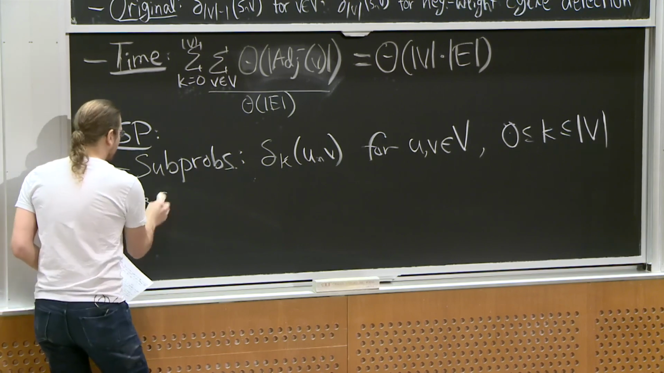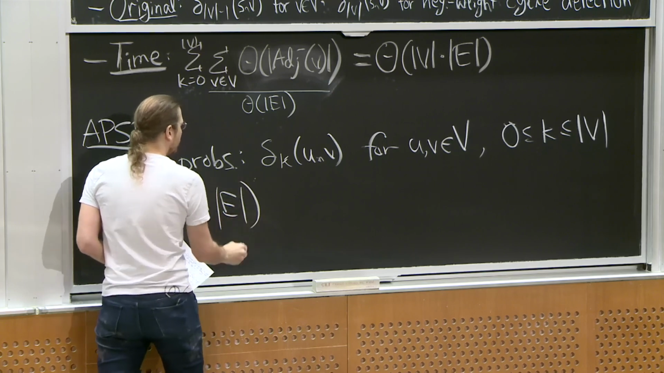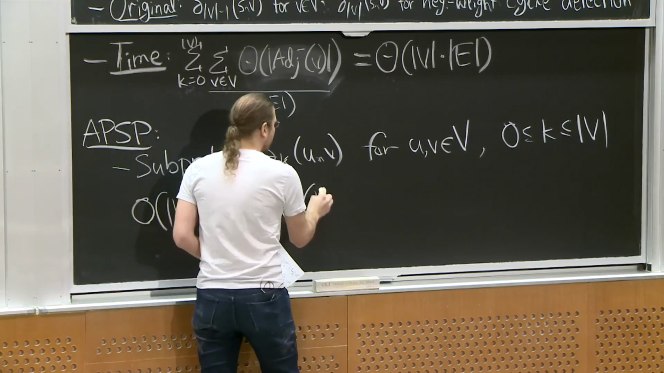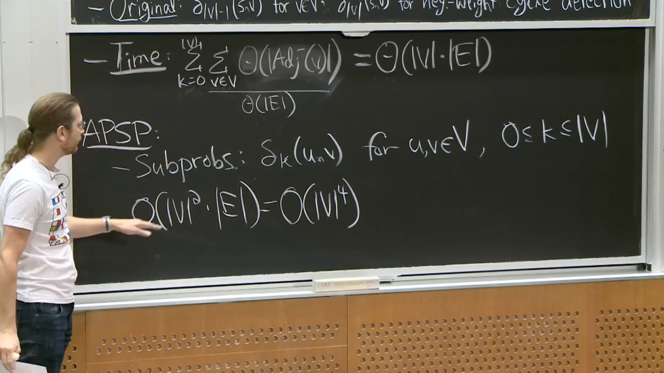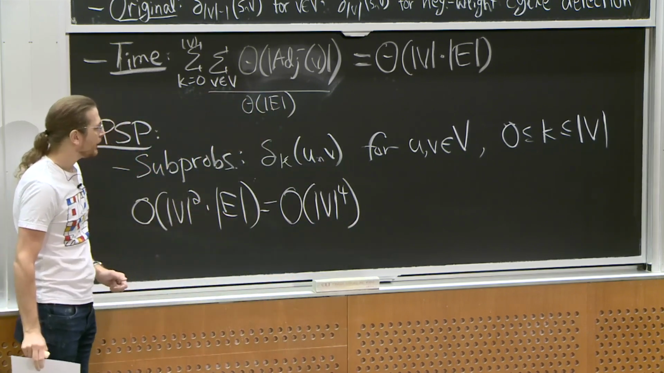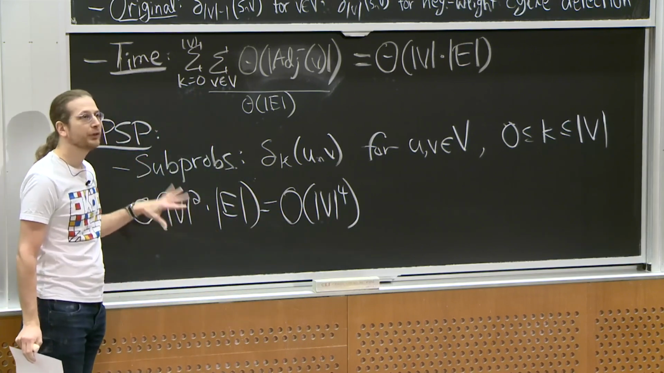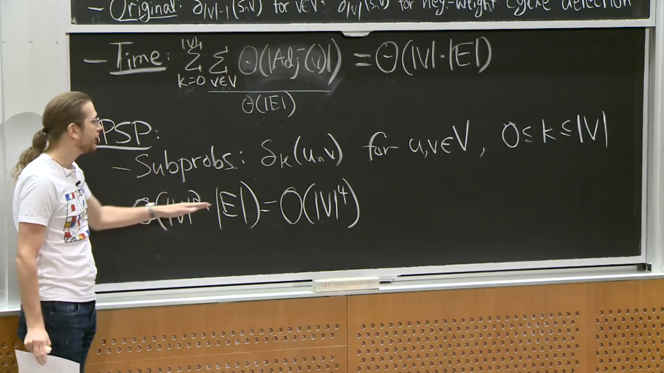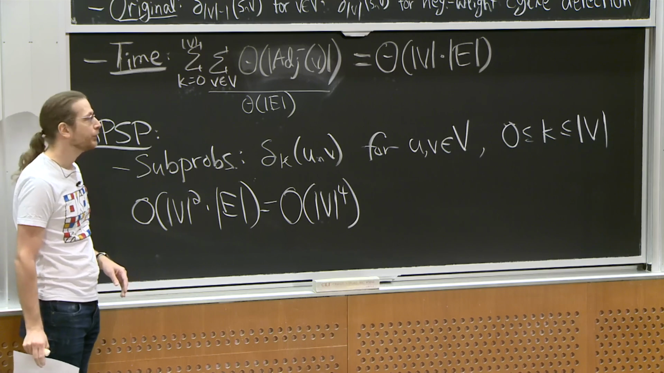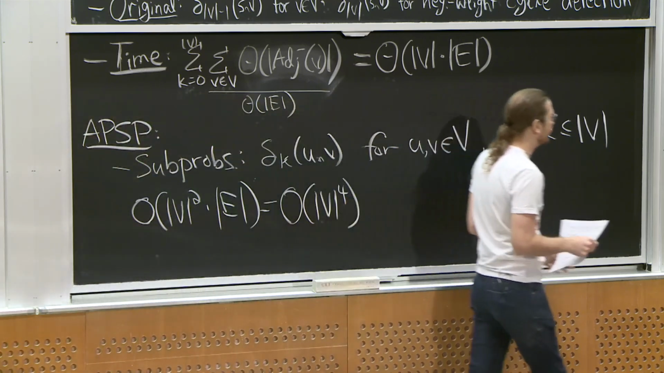So this would give v squared e, which is at most v to the fourth. For dense graphs, it is theta v to the fourth. So this is v times e. But worst case is v to the fourth. What I'd like to show you now is a different way to solve this problem, almost identical, but gives v cubed running time, which for dense graphs is really good. So we're going to reduce this 4 down to a 3.